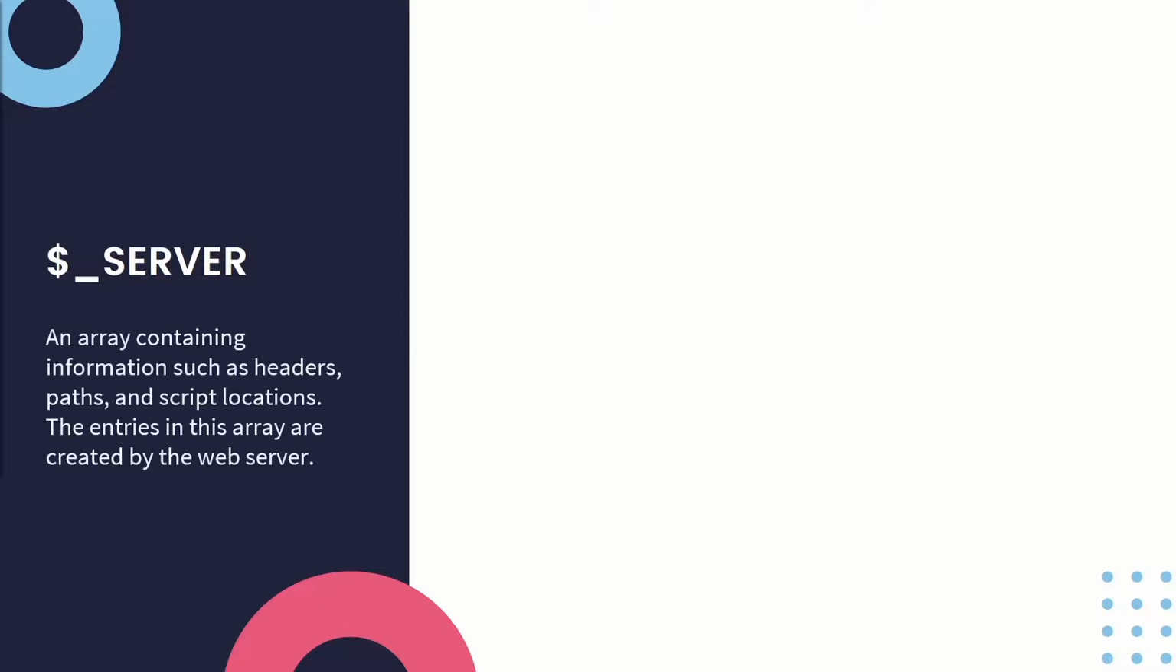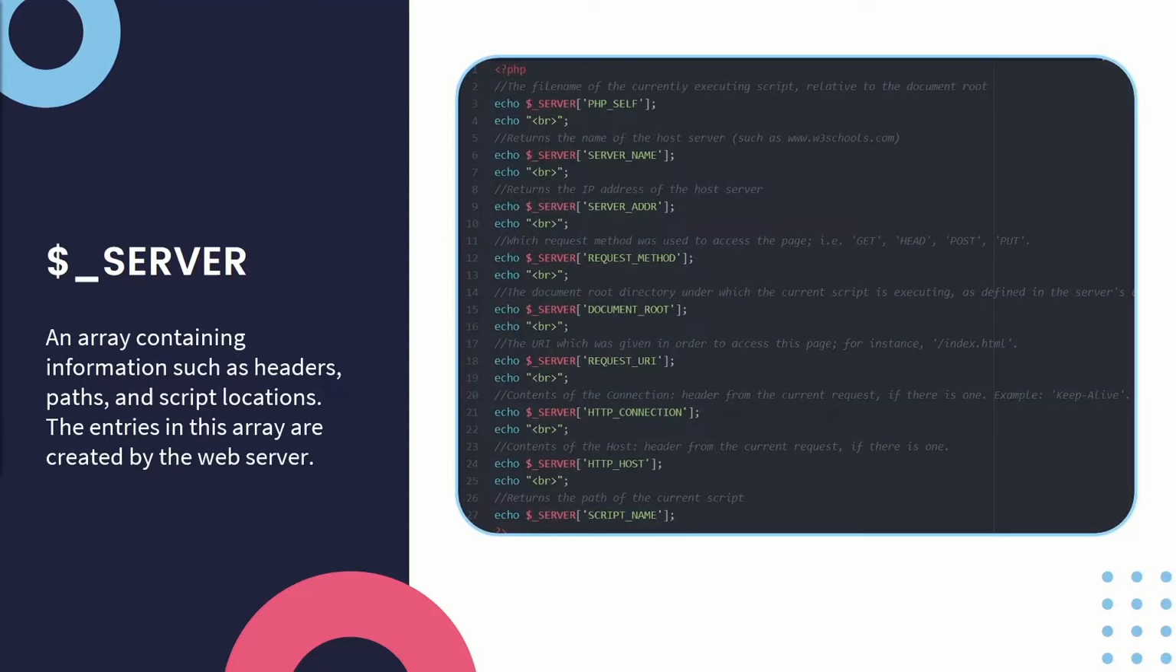And this is an array containing information such as headers, paths, and script locations. The entries in this array are created by the web server. Often this will be your internet service provider. There is no guarantee that every web server will have some of these details. And here is a list of some of the details that you can pull using the superglobal.